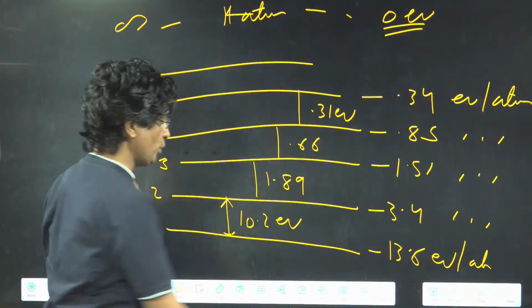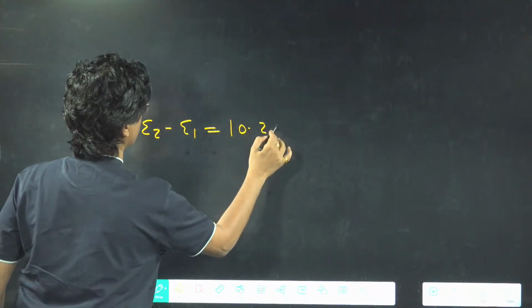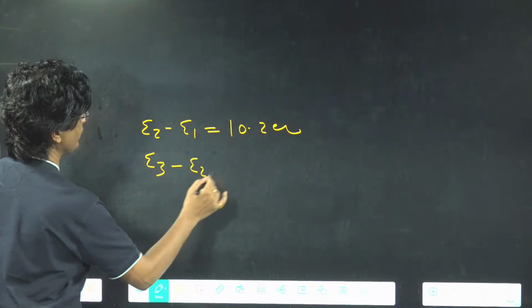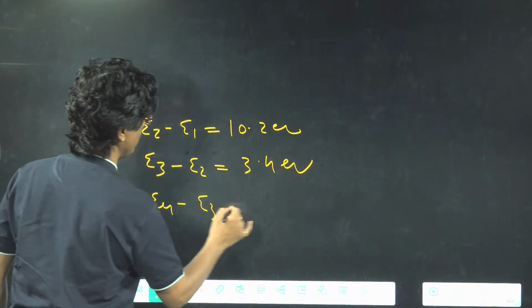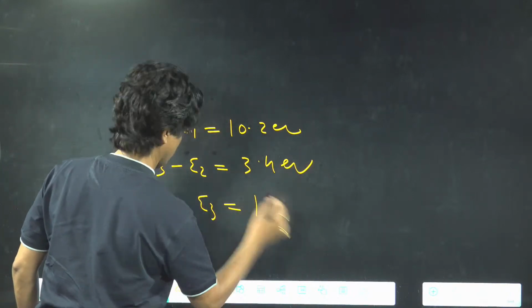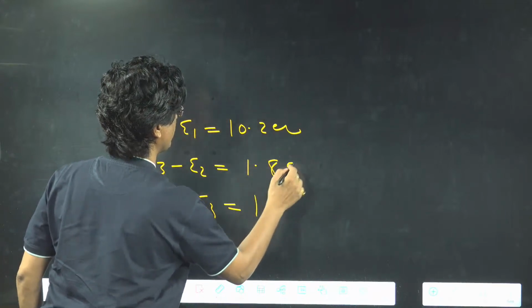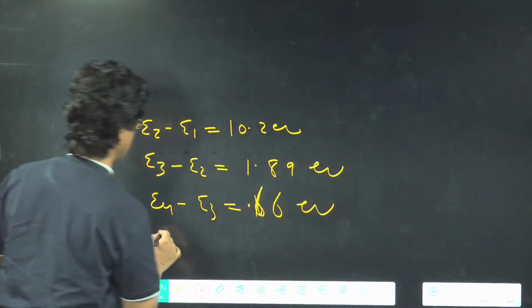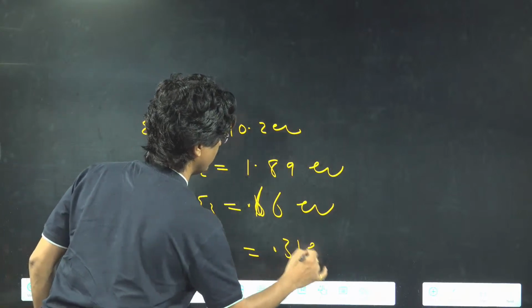Now, I also told you a few things. That E2 minus E1 is 10.2 electron volt. E3 minus E2 was 3.4 electron volt, and E4 minus E3 was how much? No, this was not. Sorry, my mistake. This is 1.89 electron volt, and this was 0.66 electron volt, and E5 minus E4 will be 0.31 electron volt.